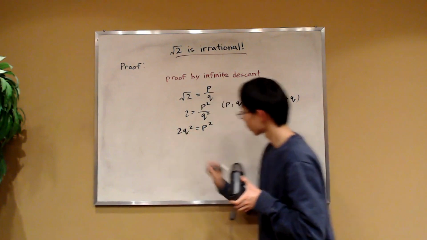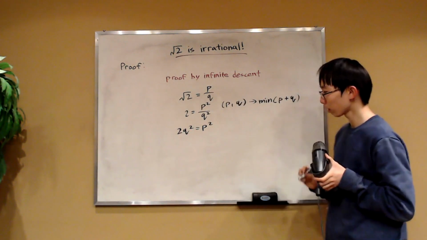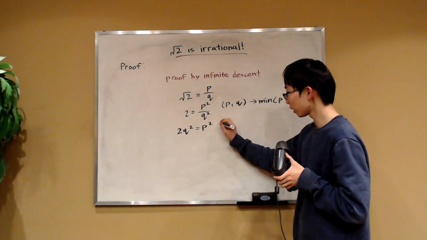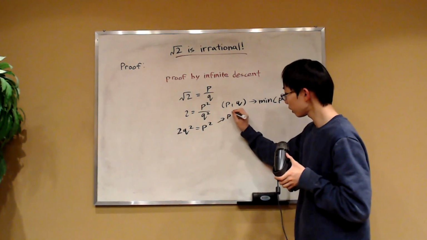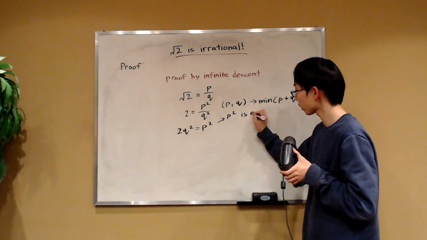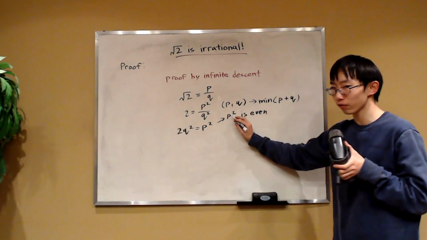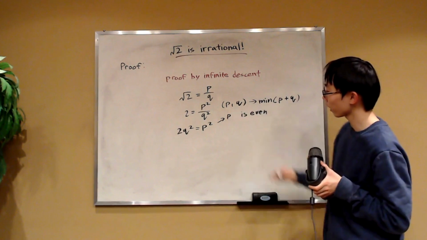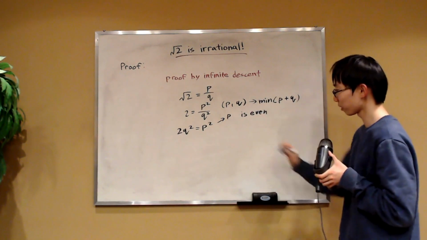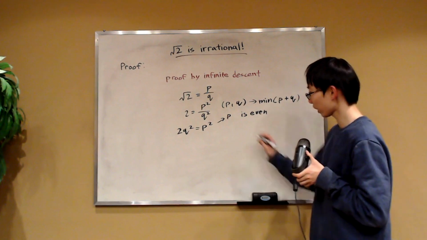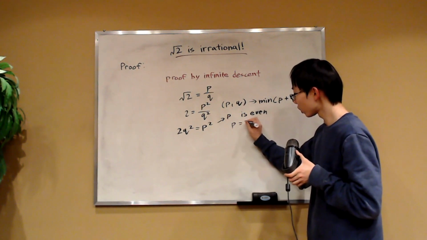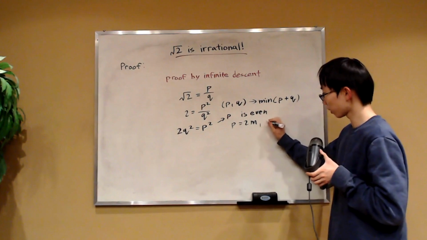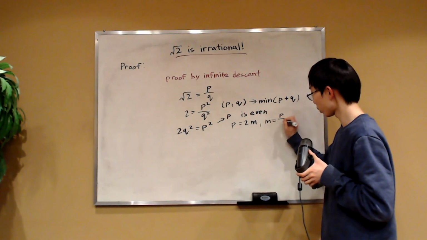Okay? So now observe this. Because p squared is equal to 2 times something, this would mean that p squared is even, right? But if p squared is even, then this would mean that p itself is even. So in fact, I could have just written p itself, but I wanted to explain, okay? So p is even. So therefore, we have that p is equal to 2 times m, where m is some integer. And this would, by the way, mean that m is equal to p over 2.